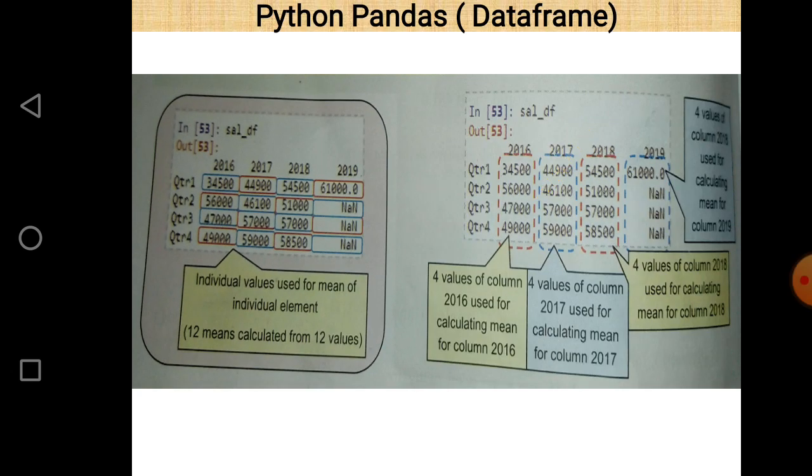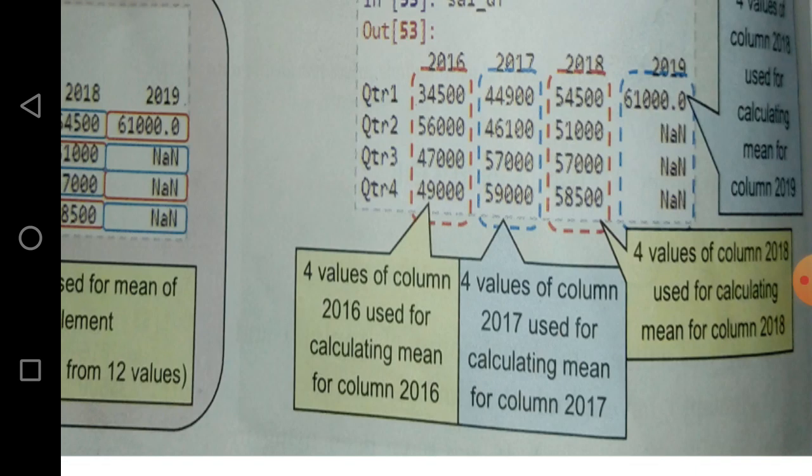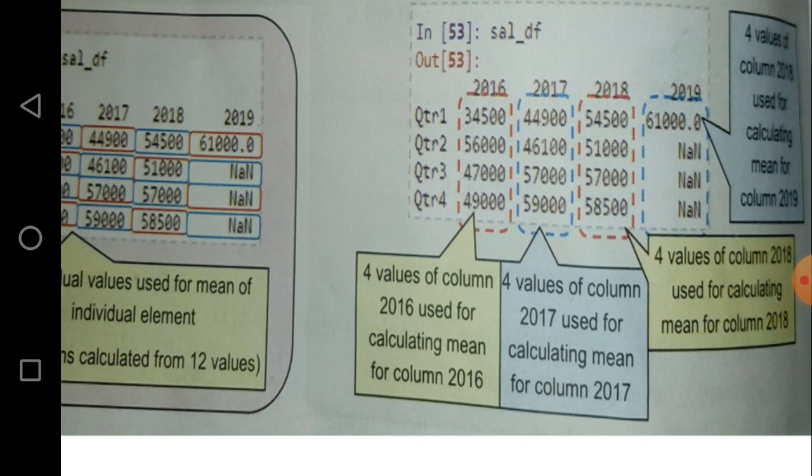And the second one is another example. When we apply the apply function, it is just an explanation of the previous example. These are the four values of the 2016 column, four values of 2017, four values of 2018, and four values of 2019. When we apply the function, the mean of the four values of a single column will be calculated, for each and every column, whether it is 2016, 2017, 2018 or 2019.